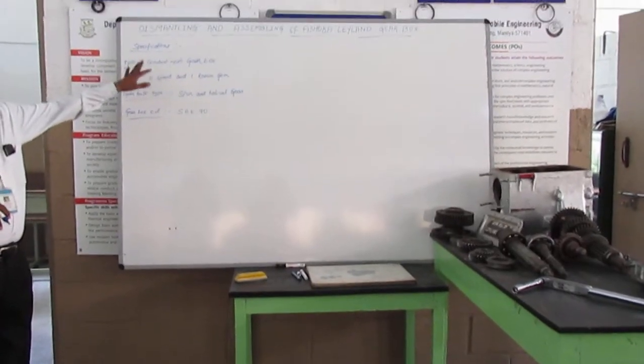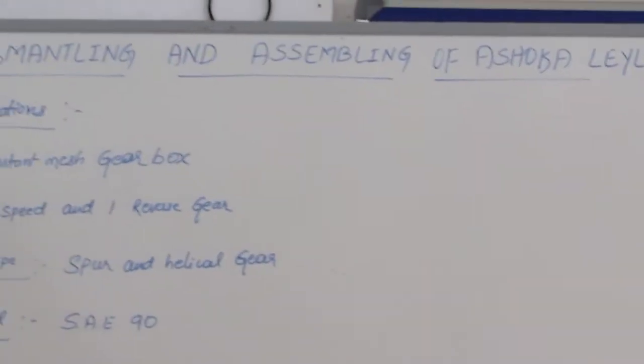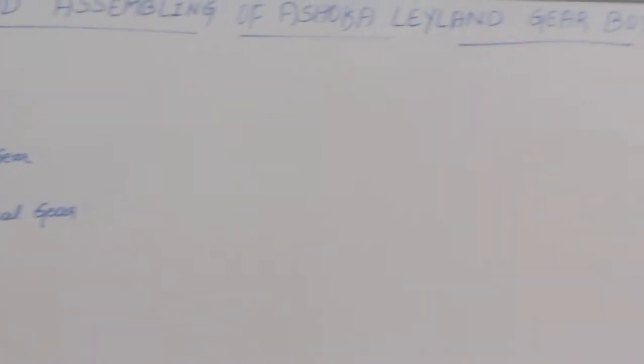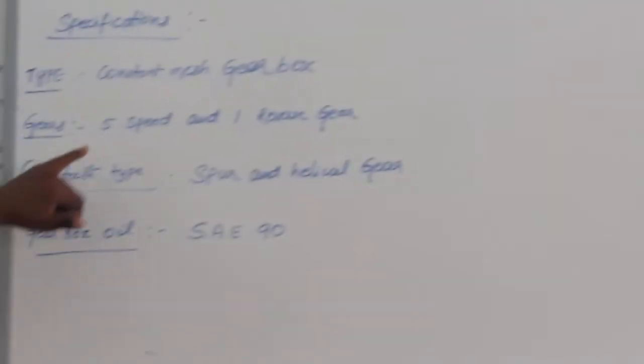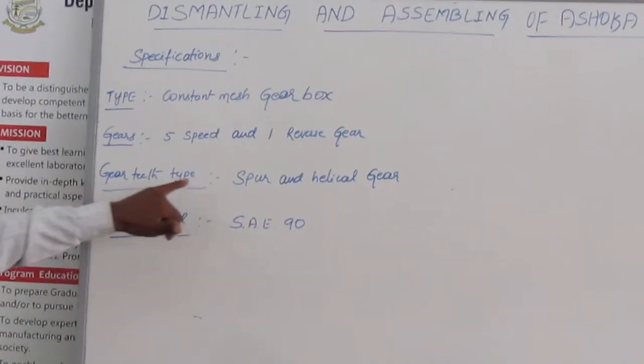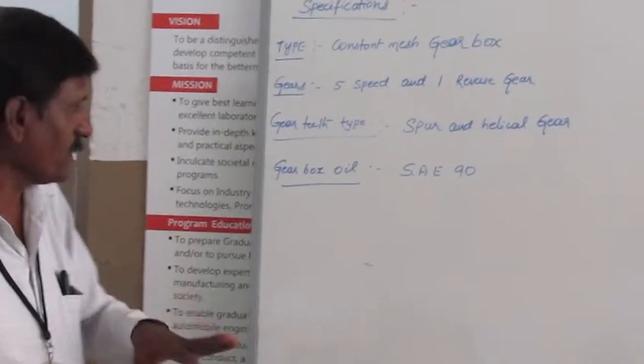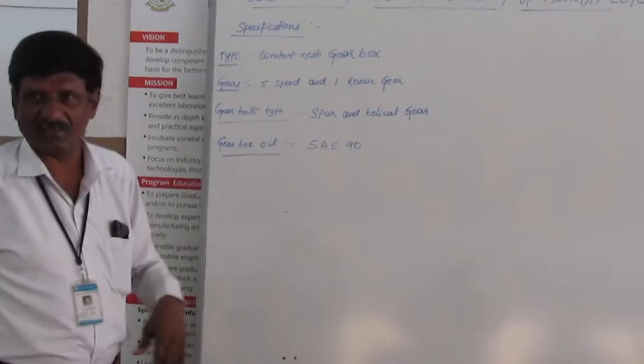The dismantling and assembling of the Ashok Leyland gearbox. In this, the gearbox specification is as follows. It is a constant mesh type of gearbox with 5 forward speeds and 1 reverse speed. Here in this gearbox, they are using both types of gears, spur and helical gear teeth in combination, and the oil used is EP90.